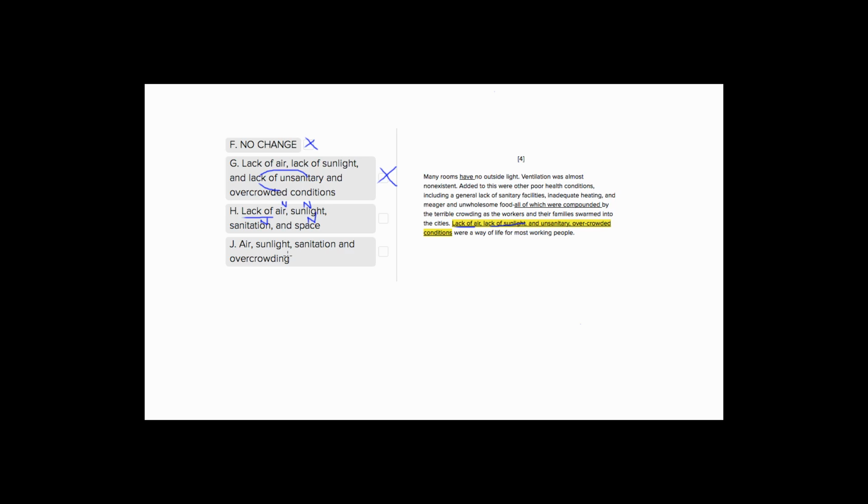So 4 tells us air, sunlight, sanitation, and overcrowding were a way of life for most working people. Sadly, this wasn't the case. The passage is trying to tell us that they didn't have air, they didn't have sunlight, and they didn't have sanitation. So it's parallel, but it changes the meaning of the sentence. So it's no good. Choice 3 is thus the only choice that works.